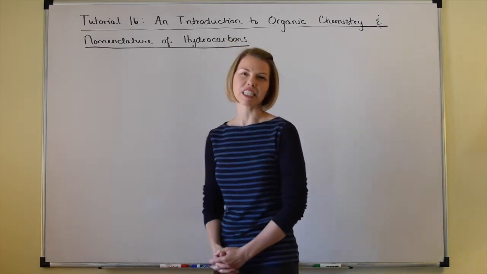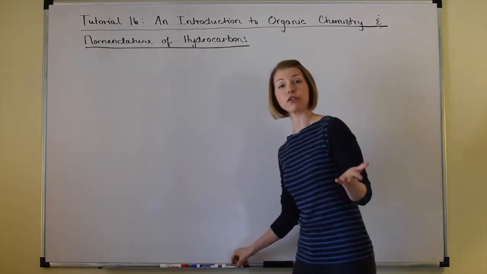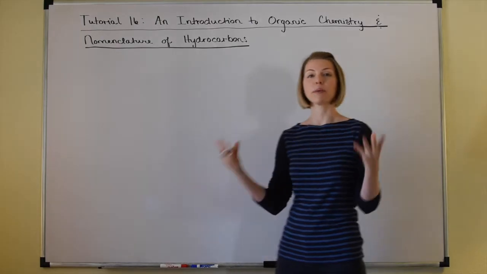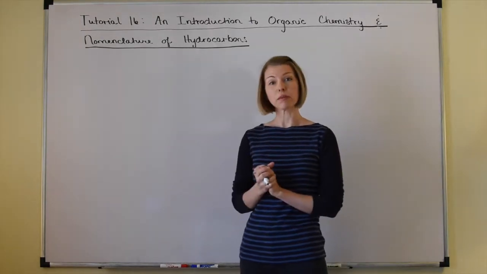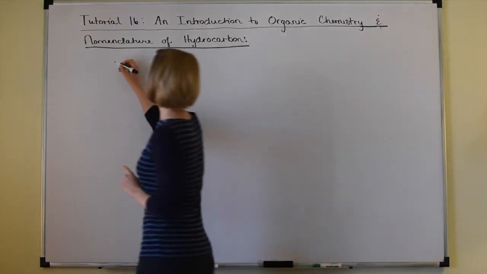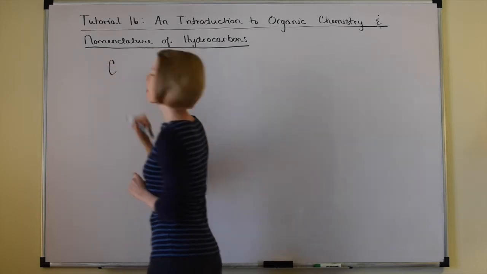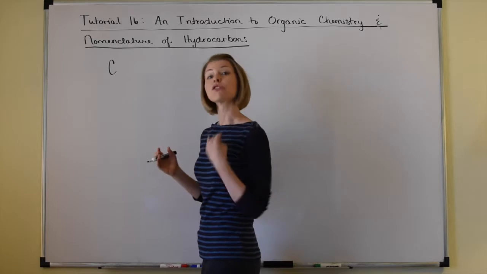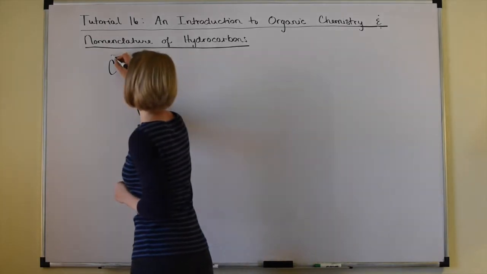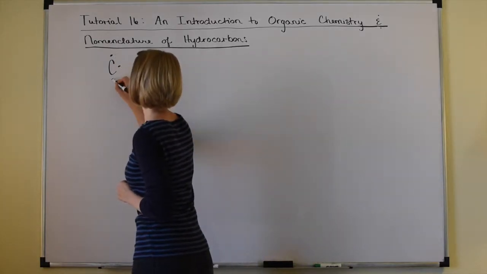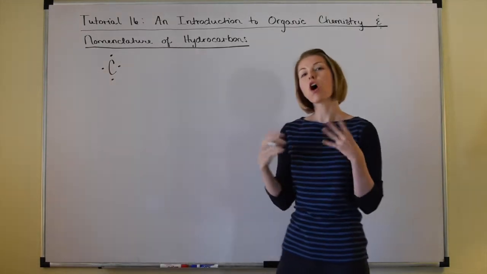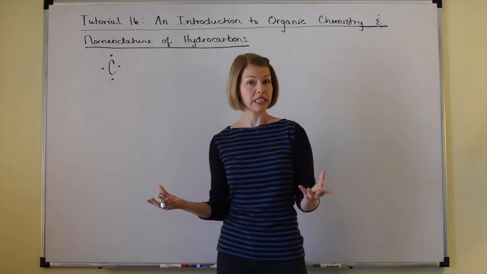So we're going to go ahead and get started with a little bit of review from an earlier tutorial. We're going to look at the ways in which carbon bonds to other atoms. So you might recall that carbon, being that it's a group 4 element, has 4 valence electrons. I'm going to go ahead and draw them as a dot symbol here. And so carbon can form 4 single bonds.